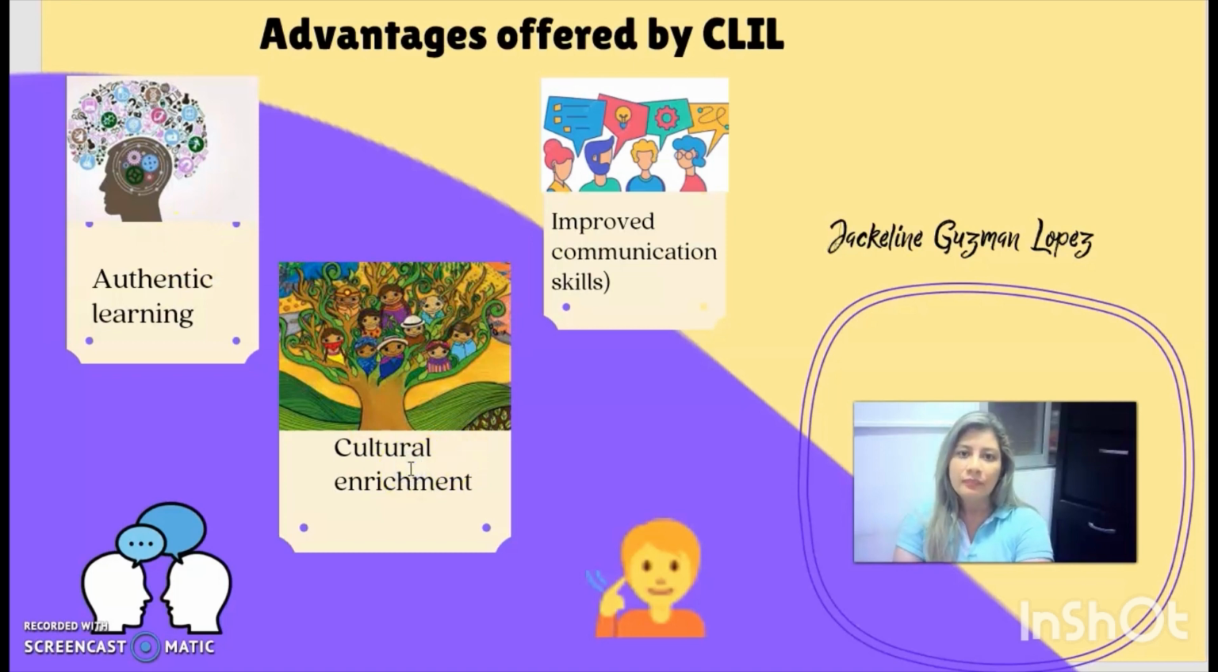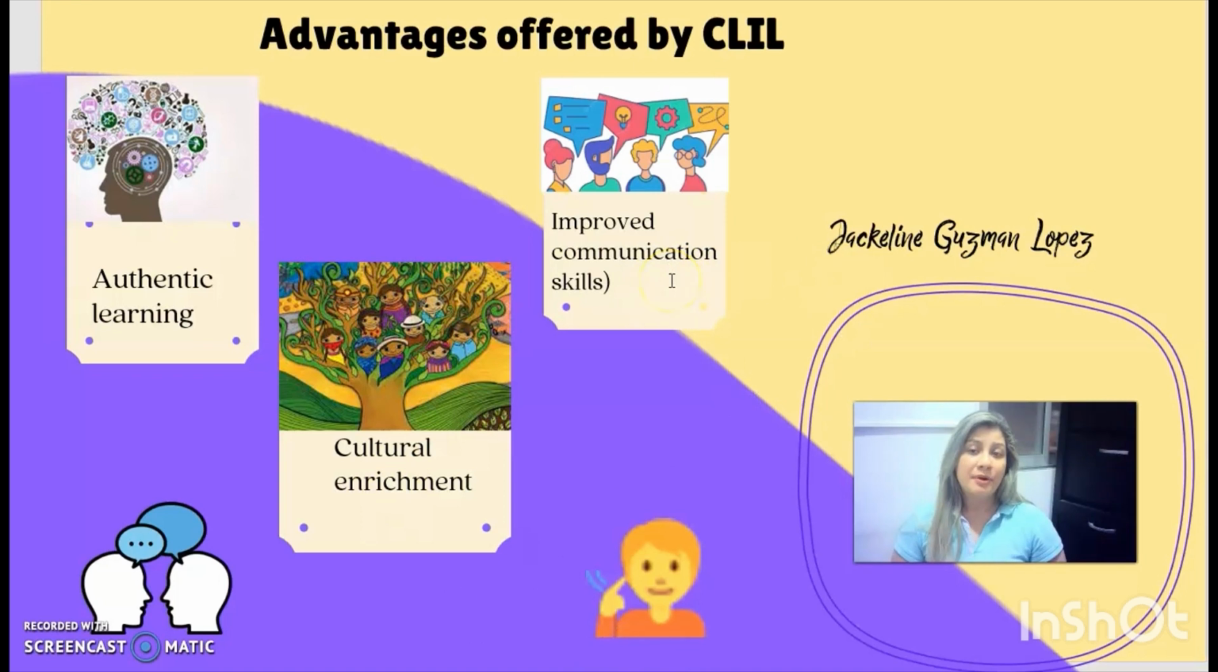In addition, CLIL promotes cultural enrichment as it allows them to explore and understand other cultures through disciplinary contexts. This encourages openness to other cultures, respect and appreciation of cultural diversity. By integrating a foreign language with the content, students gain global perspectives and broaden their cultural horizons.